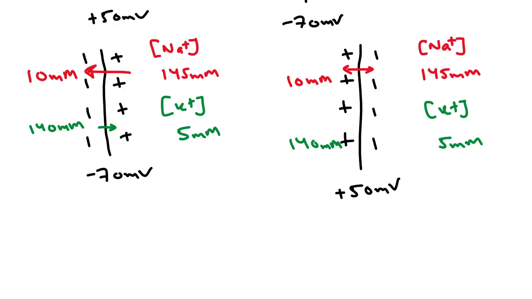But now let's look at potassium. Well, potassium, its concentration gradient is pointing out, but now so is its potential gradient. So when you add it up, you have a strong electrochemical gradient pointing out, okay? When the membrane is depolarized.